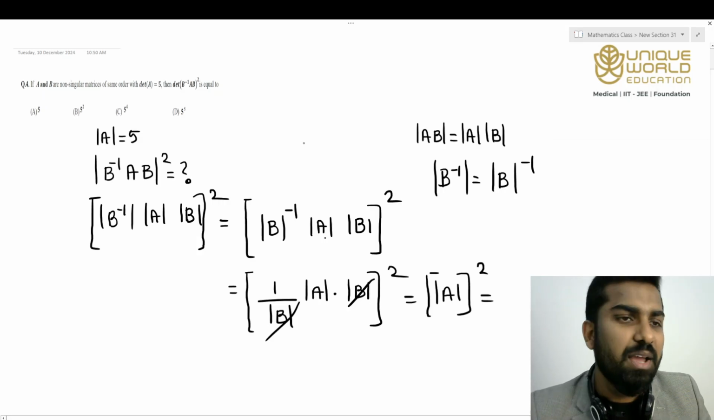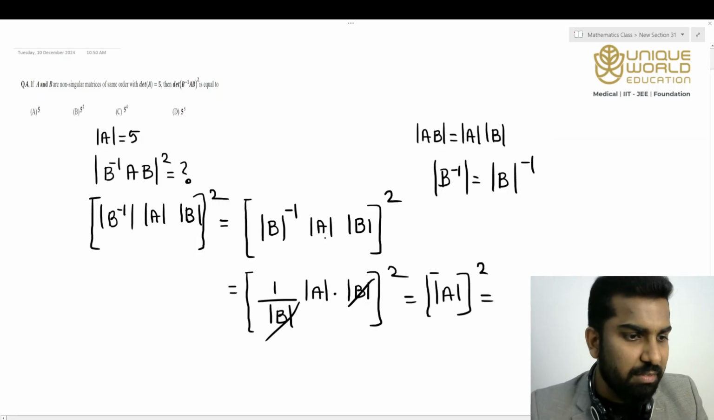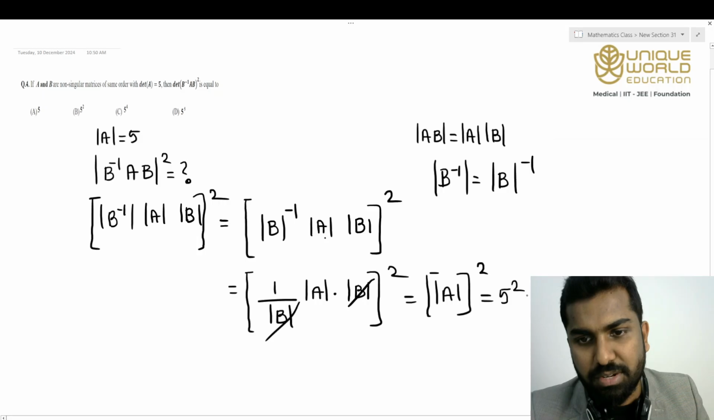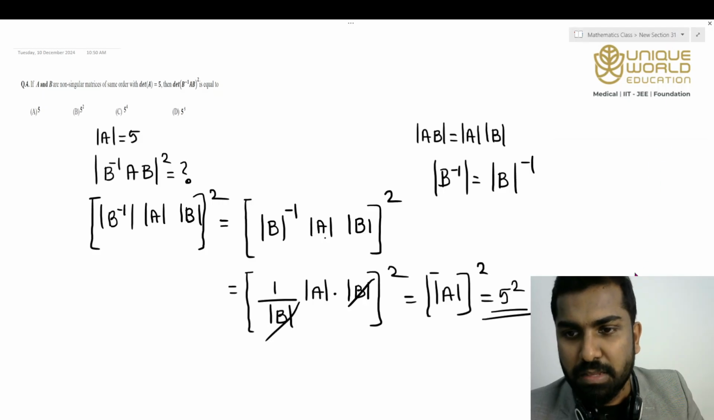Determinant of A is already given in the question, that is 5. So your answer will be equal to 5 square. That's it, very easy question. All right, that's all about question number 4. So now let's go to question number 5.